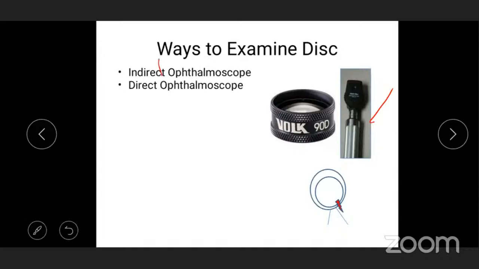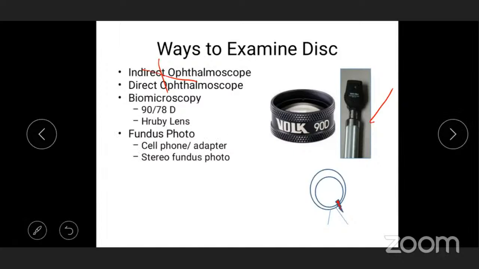So both these are to be discouraged. Then I've already said 90D, 70D lenses, and fundus photographs are now possible also with the cell phone adapters. That is so easy to do, and there is no reason not to record the fundus photograph. Yes, even the fundus cameras, which are used for the retina, can be used for this.